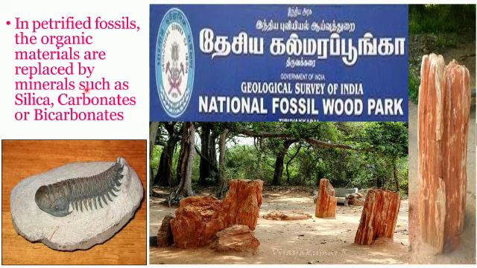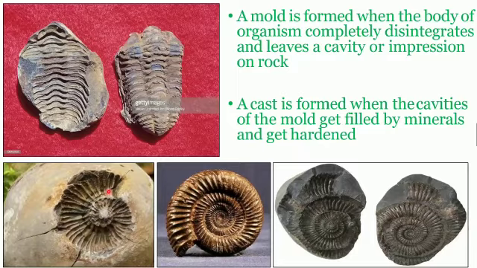So petrifaction means what I said: the minerals like silica penetrate into the body and replace the original organic tissues. And this method of fossilization can preserve both the hard and soft parts. Okay. Now coming to the mold and cast. Here is the mold and this is a cast.